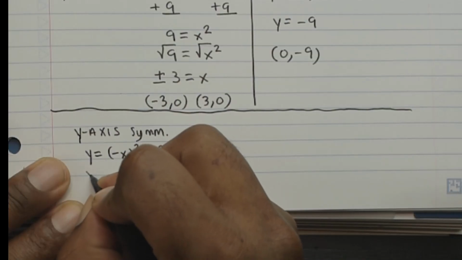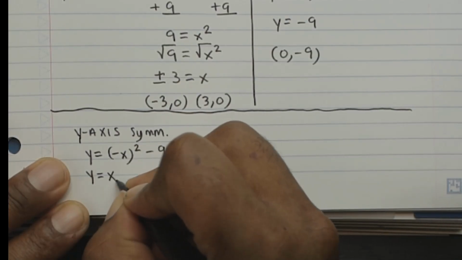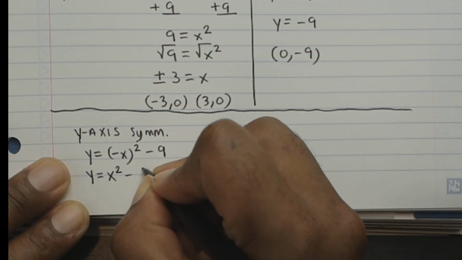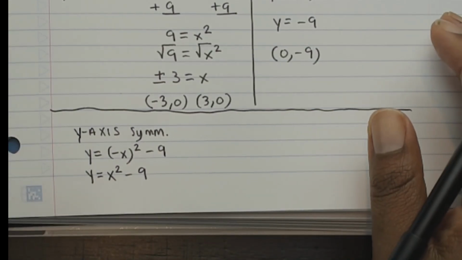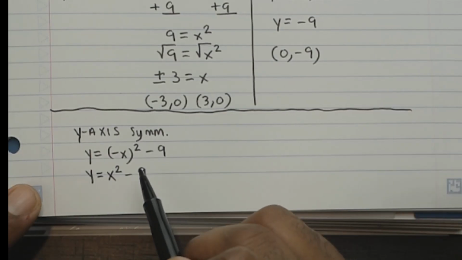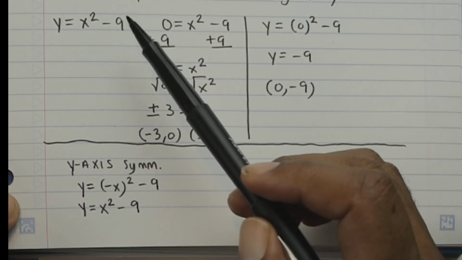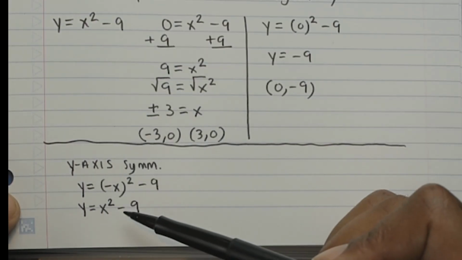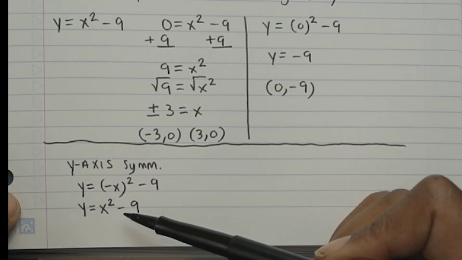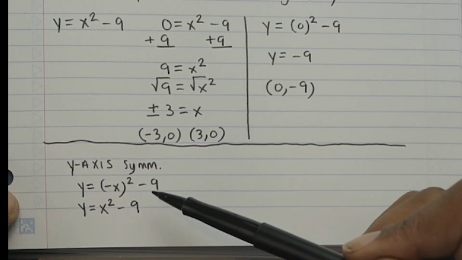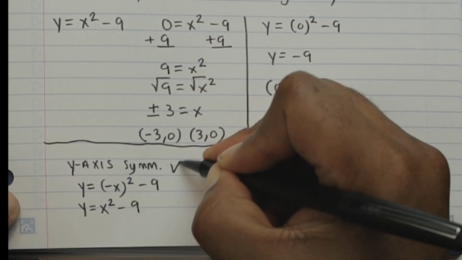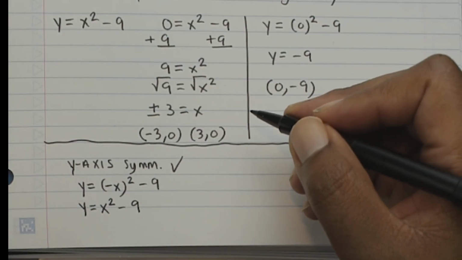We can compute this very easily. y equals x squared minus 9. So we go from the original equation, and we end up with the original equation again. Therefore, the graph does have y-axis symmetry. So y symmetry checks out.